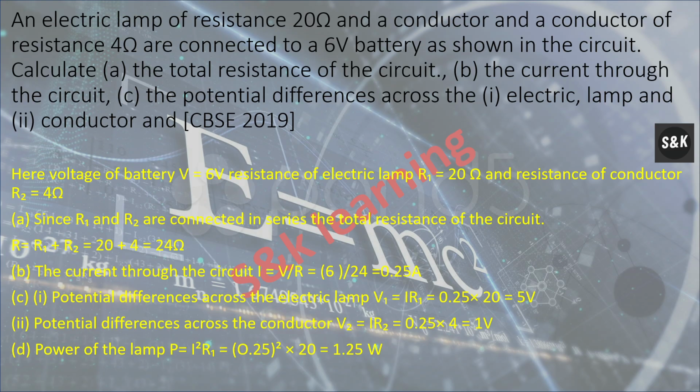Here the voltage of the battery V equals 6 volt, the resistance of the electric lamp equals 20 ohm and the resistance of the conductor is 4 ohm. Since R1 and R2 are connected in series, the total resistance of the circuit is R1 plus R2 equals 20 plus 4 equals 24 ohm. The current through the circuit I equals V upon R equals 6 upon 24, so it gives 0.25 ampere.